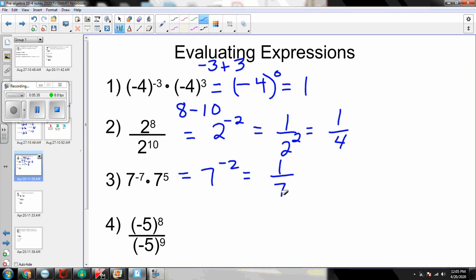That means move it to the denominator, and it becomes 7 to the second. 7 to the second would be 7 times 7, 49. So this would be 1/49.